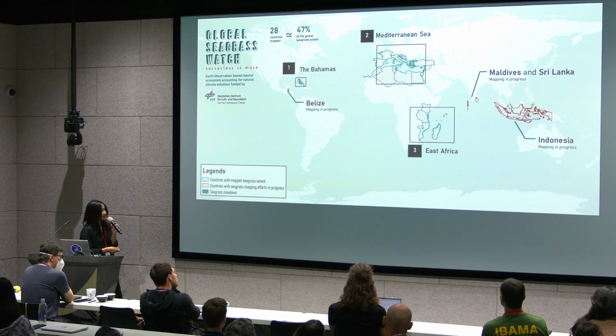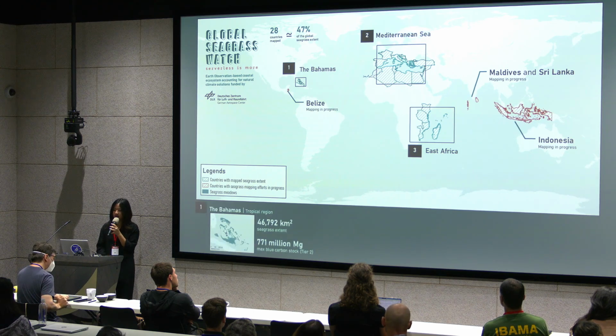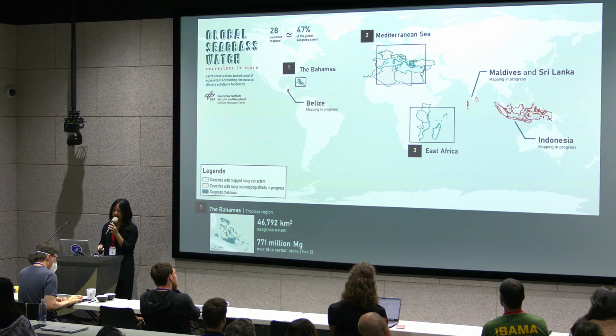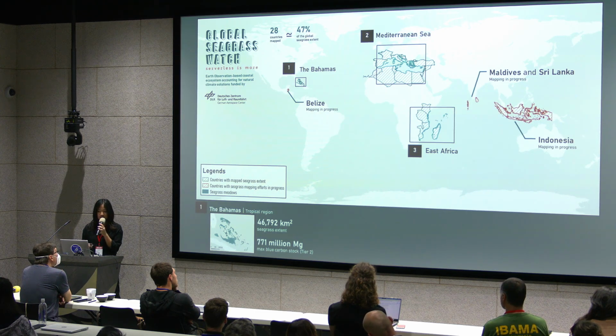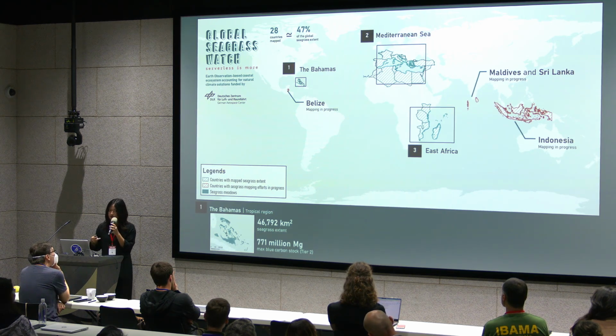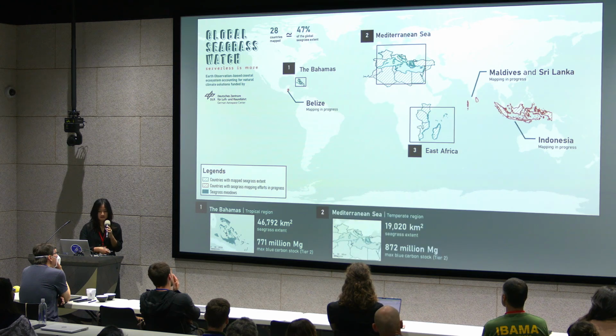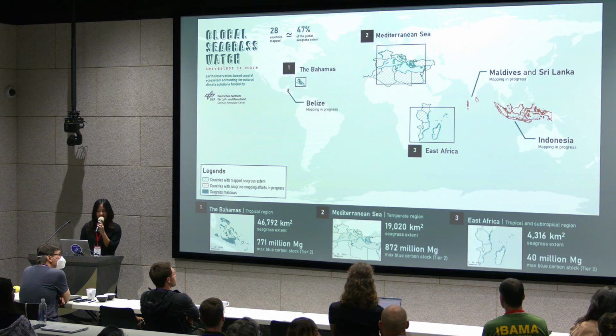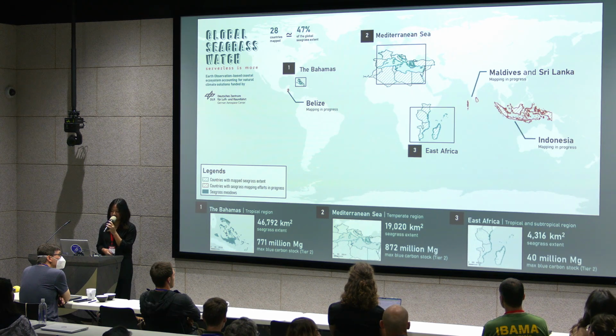We have the Bahamas, Mediterranean Seas, and East Africa. The Bahamas possess the world's second biggest continuous national seagrass meadows with a carbon stock potential of over 700 million megagrams. In comparison to that, the whole Mediterranean, consisting of 23 countries, has a seagrass carbon stock of over 800 million megagrams. Sorry, I forgot to show you that. And the East Africa, on the other hand, has a seagrass carbon stock of over 40 million megagrams.